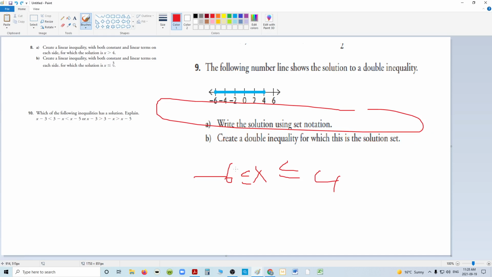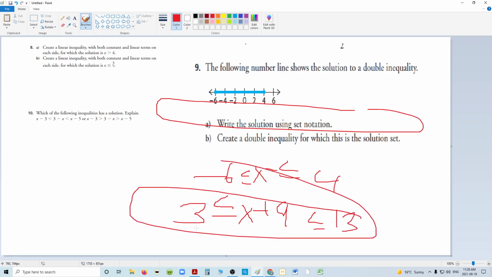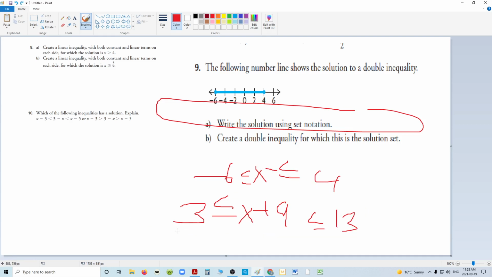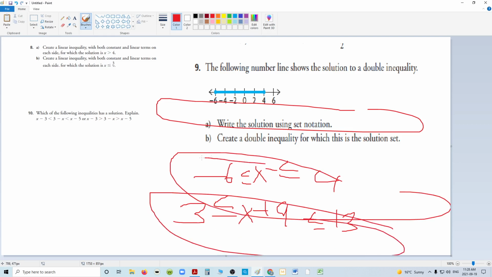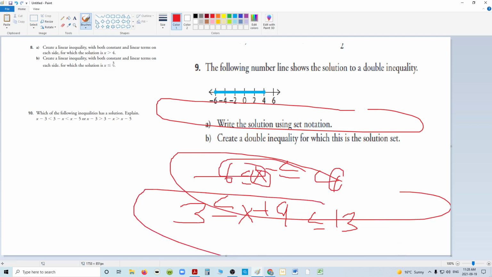Okay, so I can just add 3 to all things. So minus 6, let's add 9, so I get 3 here, smaller or equal to x plus 9 is smaller or equal to 13. So this is still going to be true. It doesn't matter so long as you do everything. It's the same sort of thing. So long as you do the same thing to each of these numbers, the solution will be true.